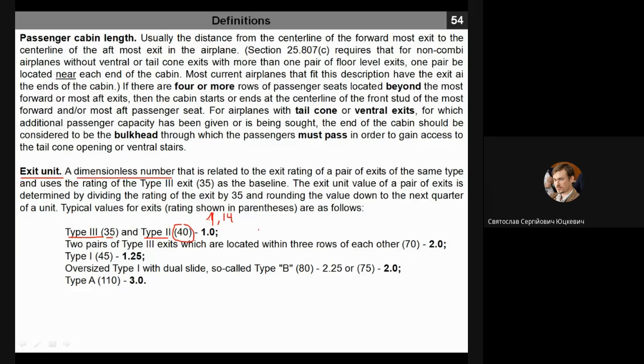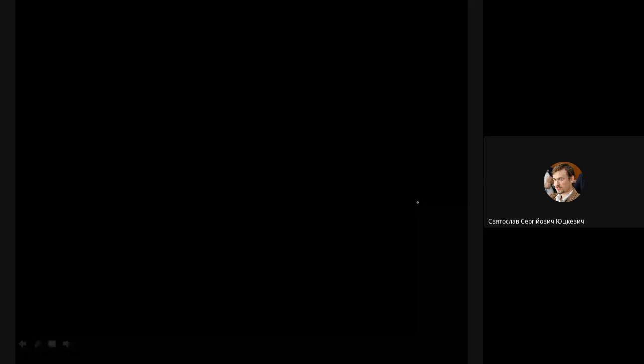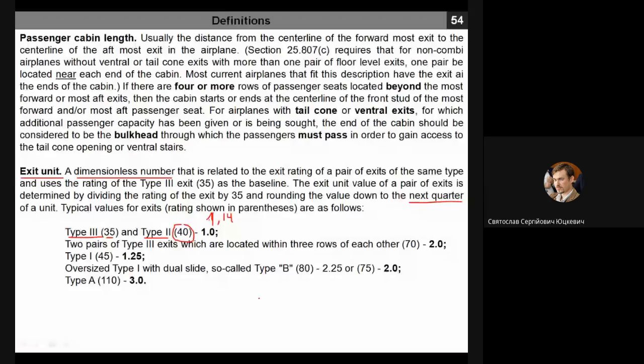and we will round down it, and using the next principle, we will round down it to nearest quarter of the unit. So what is a quarter of the units? It will be 0.25, then it will be 0.5, 0.75.